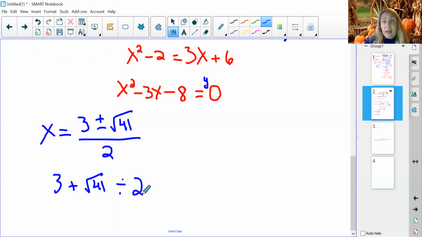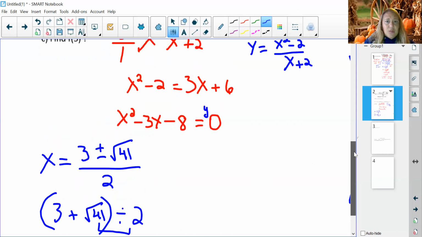What you have to know about your calculator is it knows order of operations, and it will grab this first. It will do the radical 41 divided by 2 and then add the 3. Okay, and you don't want that. You want to do the entire numerator first. So just hit enter after the numerator and then divide by 2 or put it in parentheses.